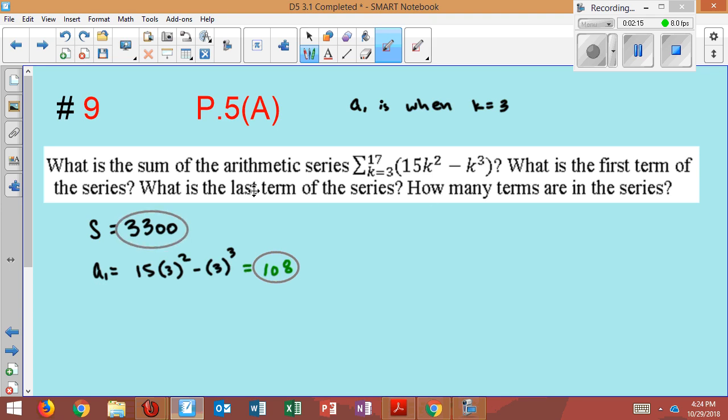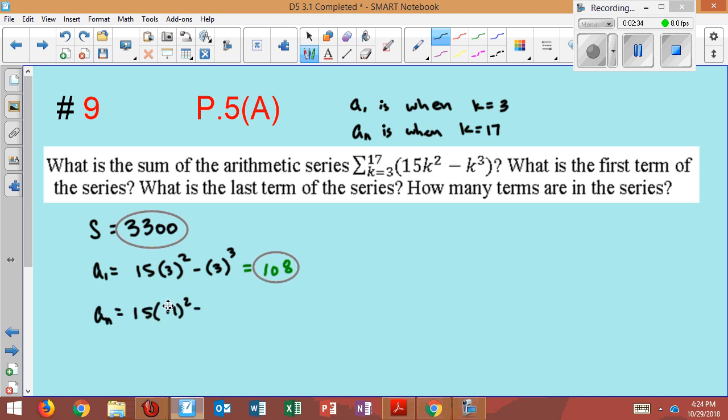And now it says, what is the last term of the series? So a sub n, and again, we don't know how many there are yet. We'll determine that in a second. Come back. It is when k equals 17. So I plug in 17 here. So 15 times 17 squared minus 17 cubed. Let's see what that is.